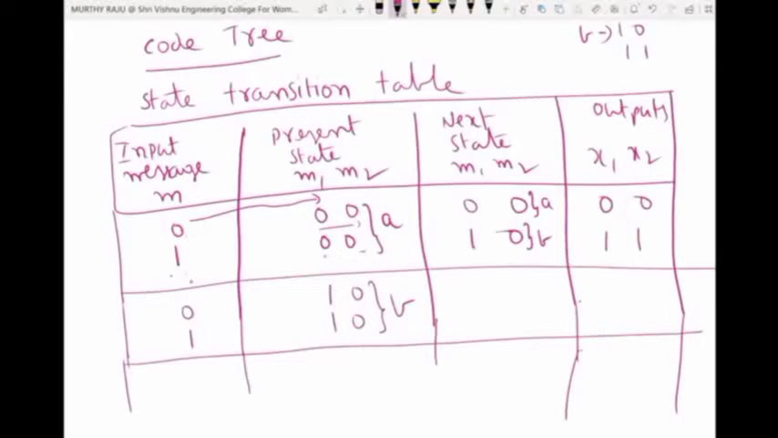Here 0 is the M bit, shifted to M1. 1 is the M1 bit, shifted to M2. That means 0, 1. Here 1 is the M bit, shifted to M1. Here M1 is 1 bit, shifted to M2. It is 1. Here the shifting operation representation is like that.